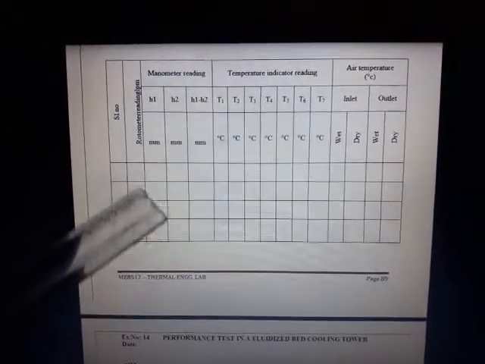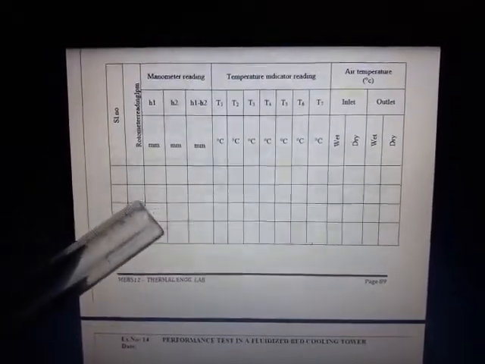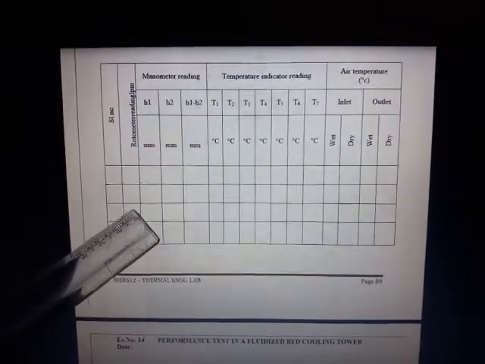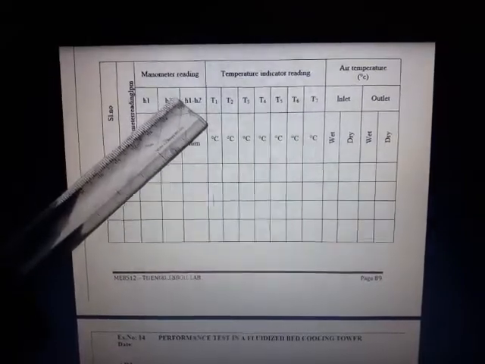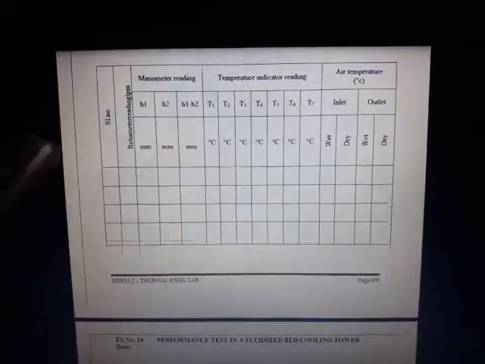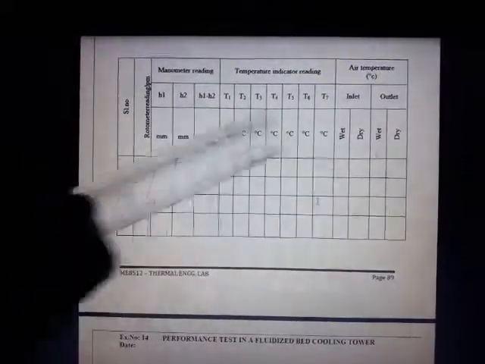Here we have noted down the flow rate for three conditions. In the first condition we set the value at 400, then second condition 450, then third condition 500. For each flow rate condition you have to note down H1, H2, the difference H1 minus H2, then T1, T2, T3, T4, T5, T6. Thus we have tabulated the temperature values for the air as well as for the water: air for both inlet and outlet condition, then water at different locations. In this way we have noted down the entire set of values in the given table.